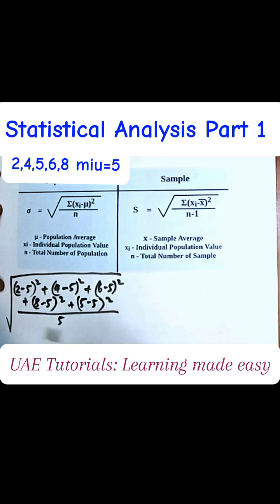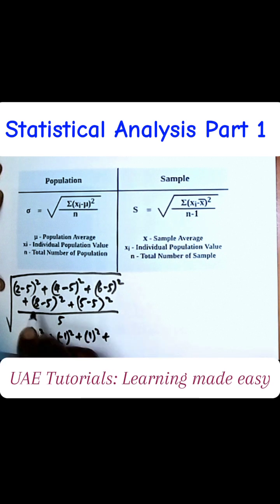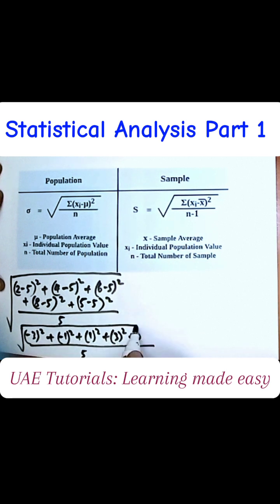All right. So 2 minus 5, that's minus 3, all squared. Plus 4 minus 5, that is minus 1, all squared. Plus 6 minus 5, that is 1 squared. Plus 8 minus 5, that is 3 squared. Plus 5 minus 5, that's 0. All over 5, everything under the square root sign.